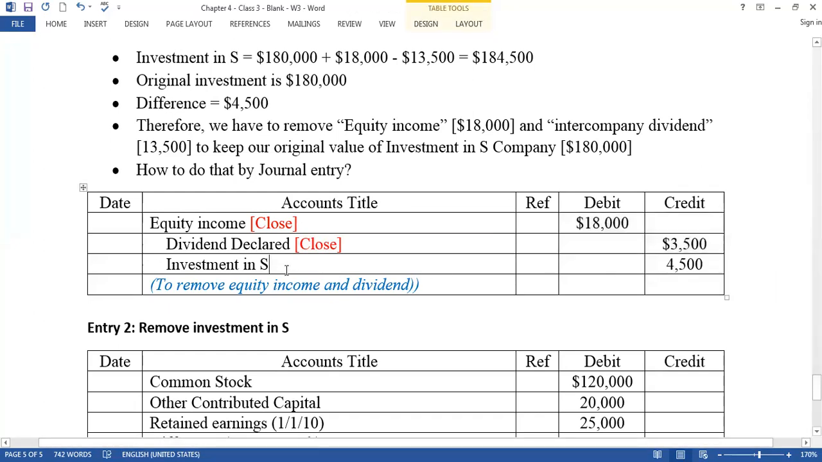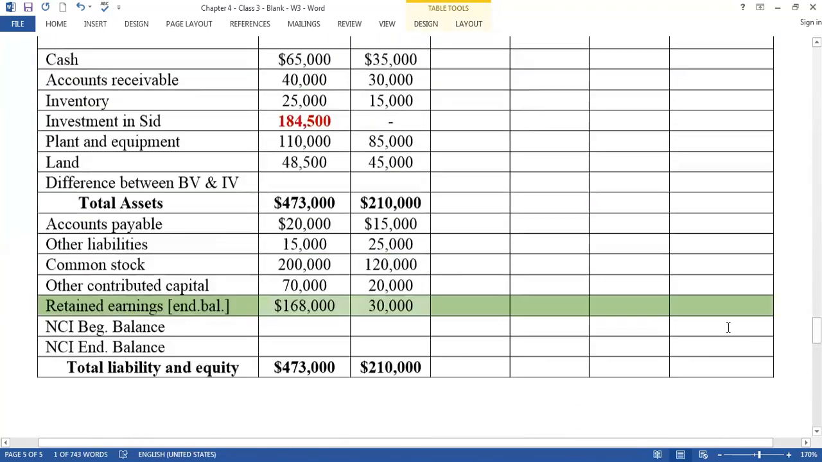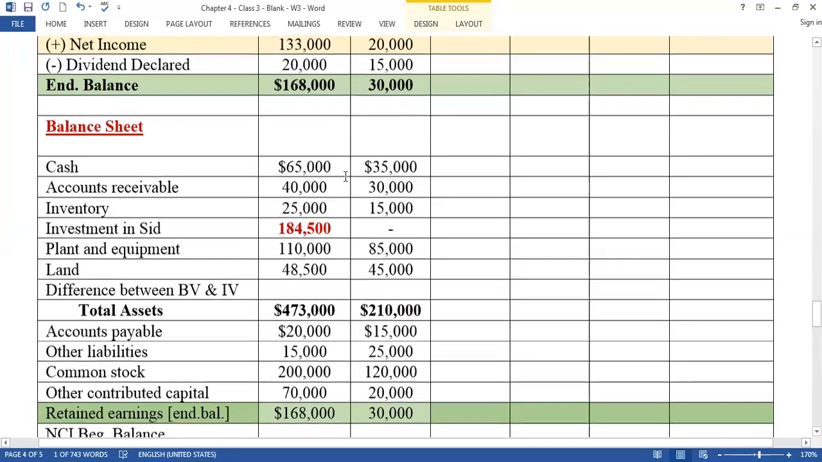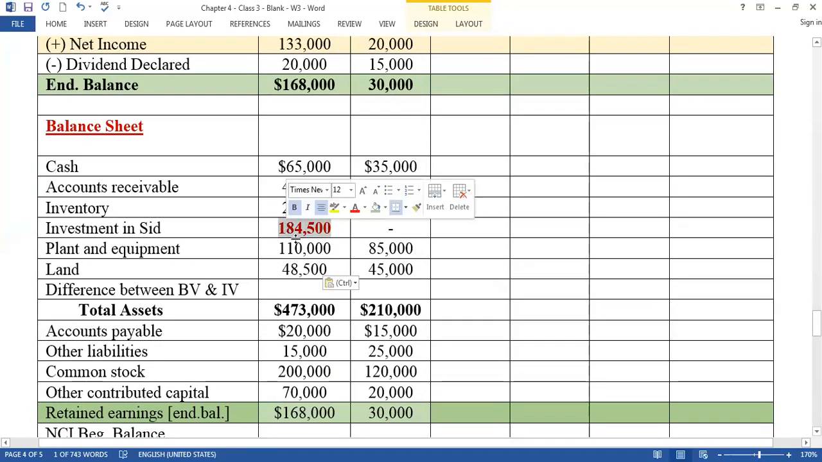And we know that we should also close our investment account because this is also an intercompany transaction. So we close our equity income, we close our dividend declared, and we are going to close our investment. Because we have to close investment total. Look at here. So this is total 184,500, right? We have to close this.